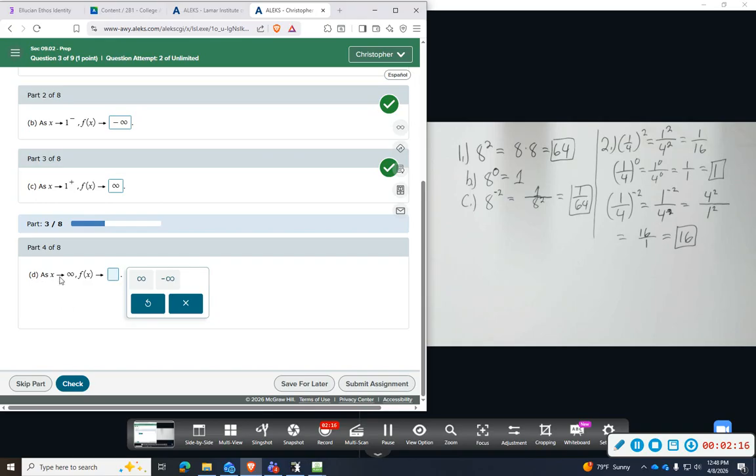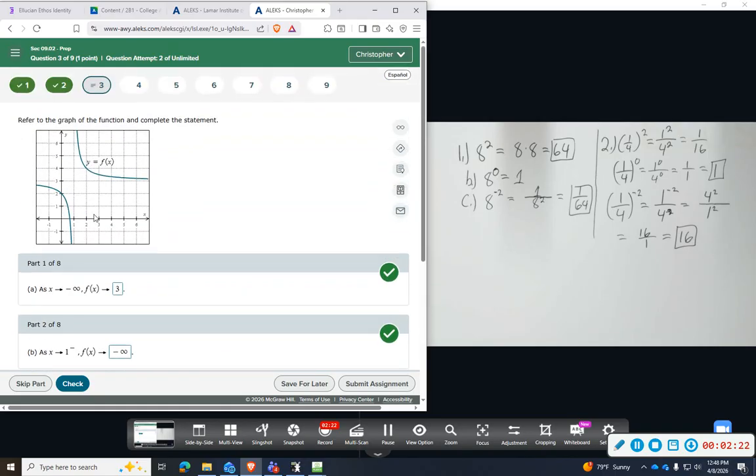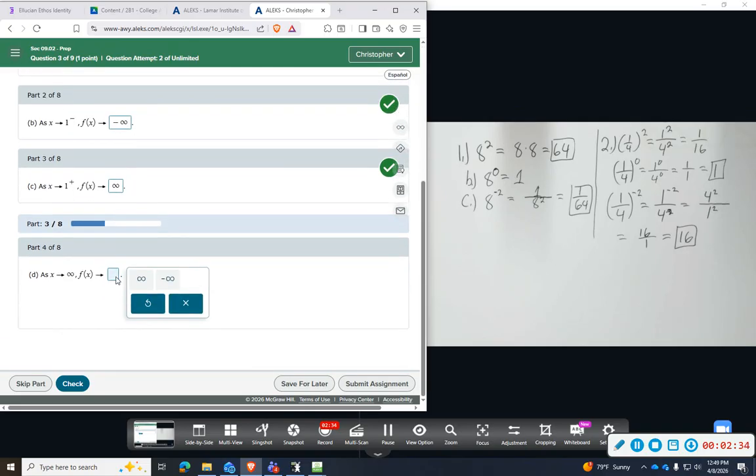Number 4, as x goes toward positive infinity, what is the y value doing? So now we're going toward the positive infinity, going toward this side. This graph, again, is flattening out as we go to the right, and it's flattening out toward the number 3 as well. So we would say as x goes to positive infinity, the y value is going toward 3.